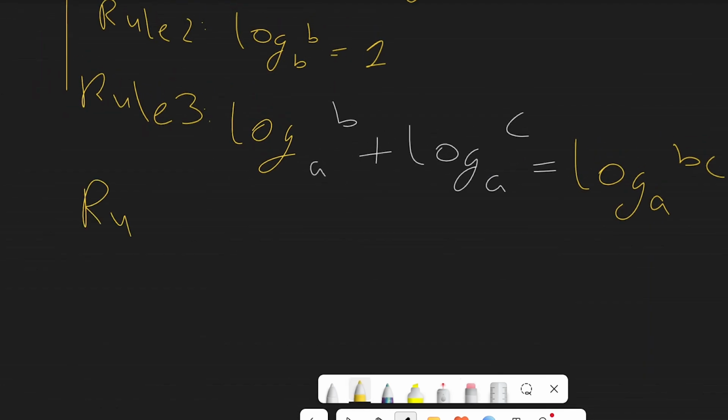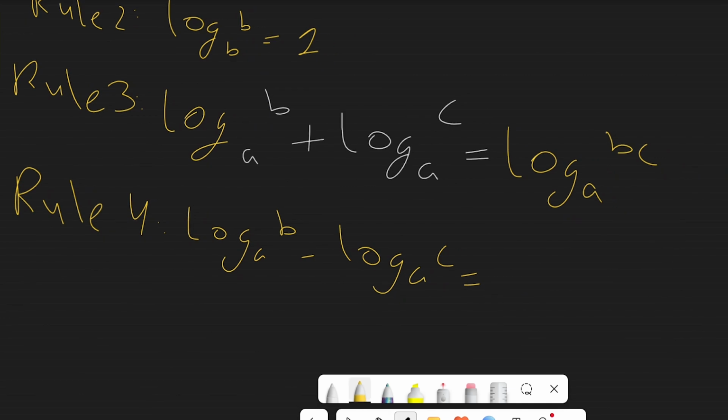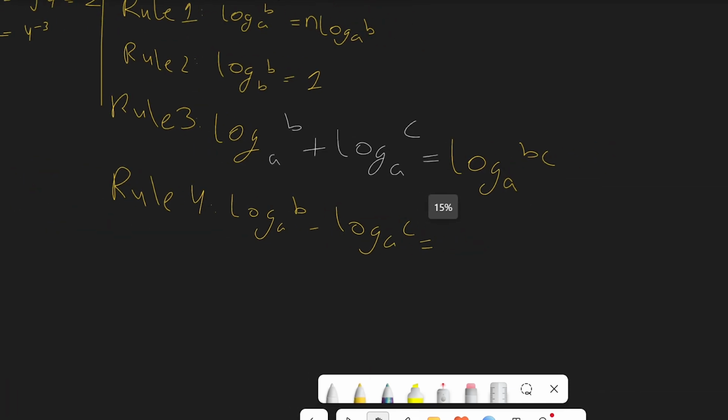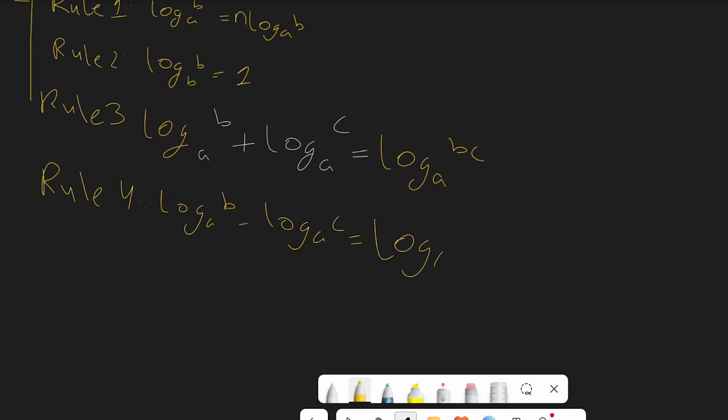You can even guess and post your guesses in the comments what would happen when log of b minus log of c happens. I'll give you 2-3 seconds to guess. So it is basically log of b over c, because here it was multiply, now it would be divide. So those are some basic rules of logarithm.